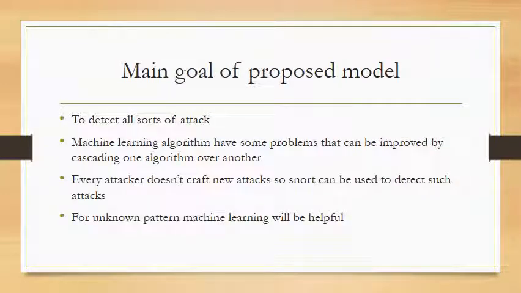The main goal of the proposed model is to detect all sorts of attacks. We want our intrusion detection system to be perfect, meaning it can detect faster and more accurately, and doesn't leave any chance for an attack to bypass it. That's why we have used machine learning algorithms, keeping in mind that attackers don't usually craft new kinds of attacks. Even if they are able to craft one, our intrusion detection system must be much better.